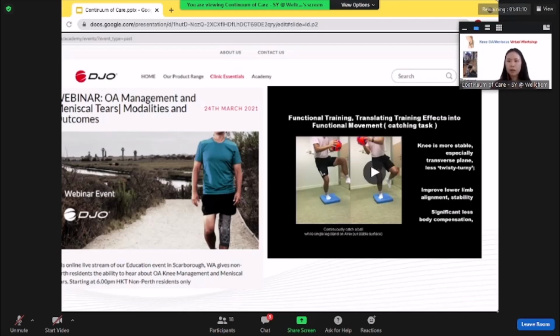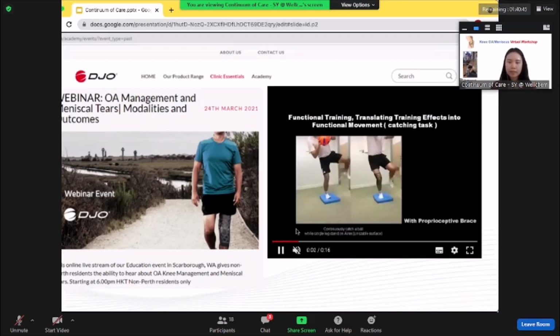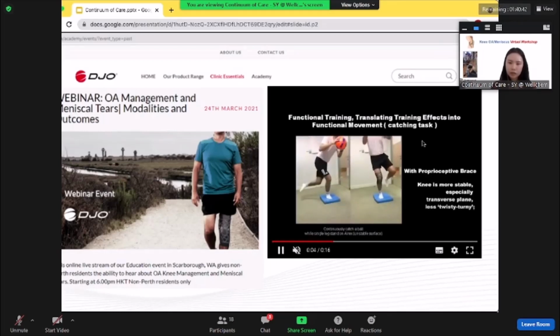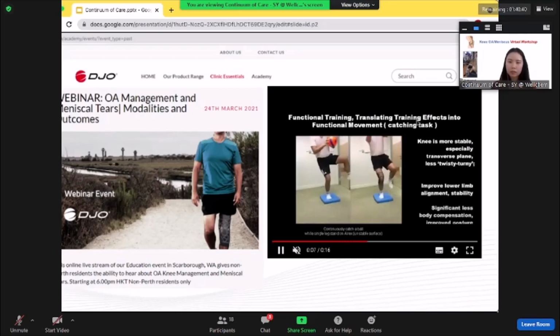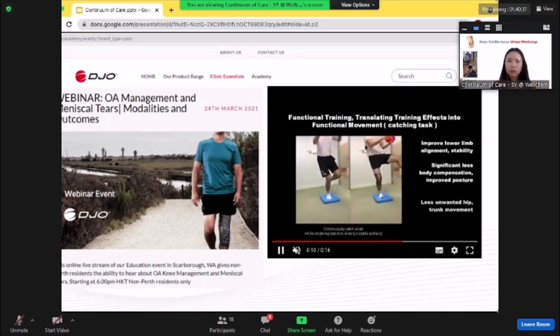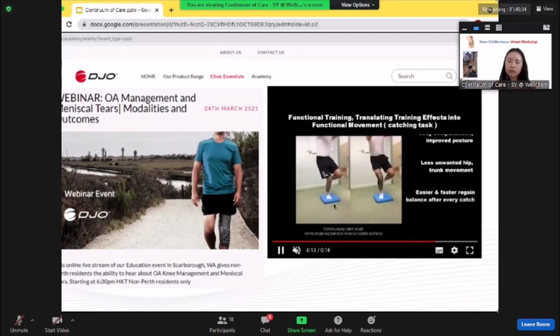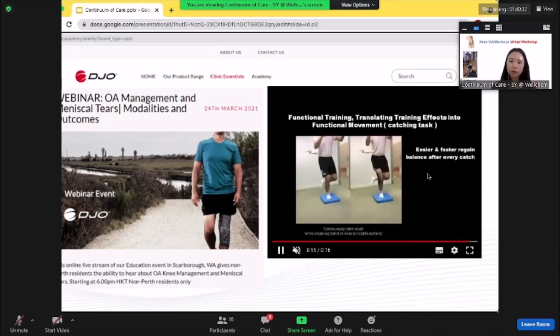Something I would like to highlight is that whether it is conservative management or post-op during rehab, you can consider OA reaction for meniscus injuries as well, because it has that proprioceptive effect and therefore will be able to provide that movement control that the knee requires. Okay, let's have a look at this video. This is a patient with meniscus injury. You can see that on my right here, there's improved lower limb alignment and stability, and there's significantly less body compensation as well, and there's improved posture.